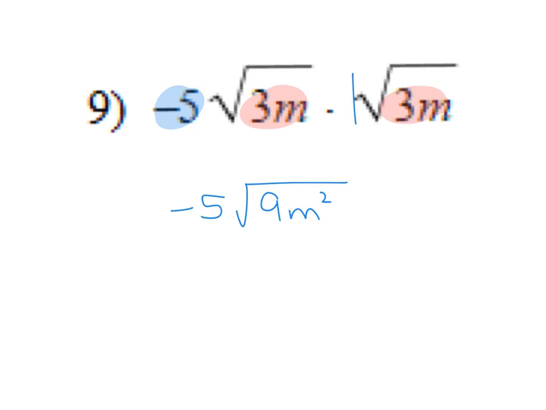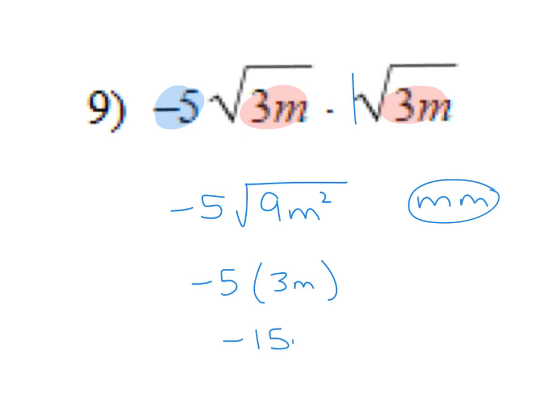Okay. All right, well, the square root of 9 is 3. So I already know that this is just saying -5 times 3. Now looking at your m's, you have m squared. You have one pair that moves out. There is nothing left in the square root, so there is no square root left. Now go ahead and multiply that by -5 and get -15m as your final answer.